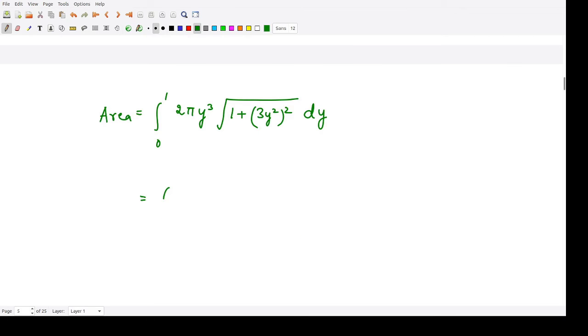So you could open up these brackets. From this integration, 2 pi would be constant, so it would be brought out of the bracket. So we have 2 pi integration of y cube square root of 1 plus 9 y raised to power 4 dy. So this is the expression that we have. So how can you perform its integration with respect to y?